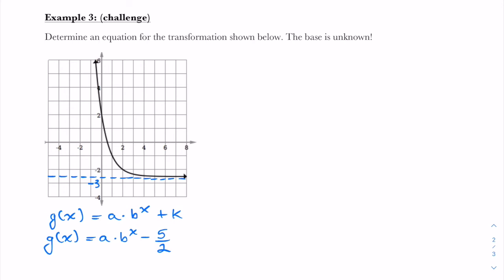Alright, so what we have to do now is pick a point to sub in order to help us find a and b. We actually have two unknowns in this problem, so that means we're probably going to have to use 2 points.